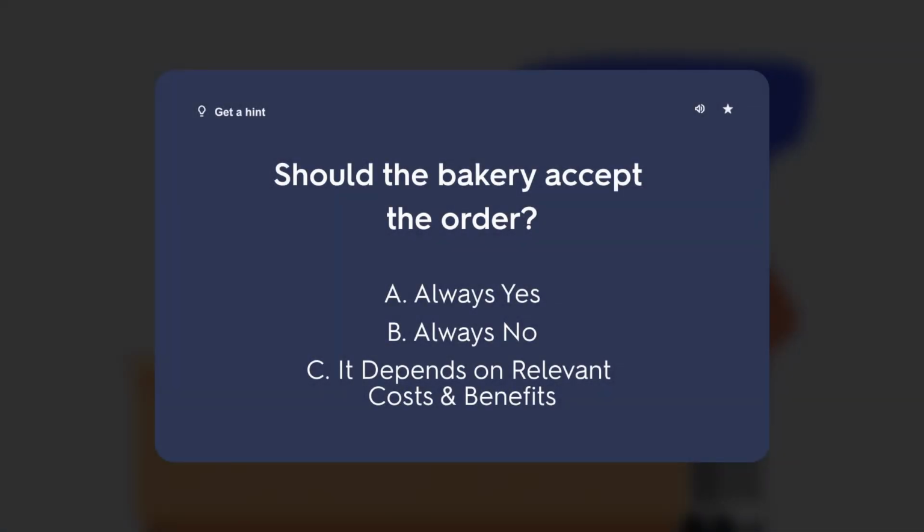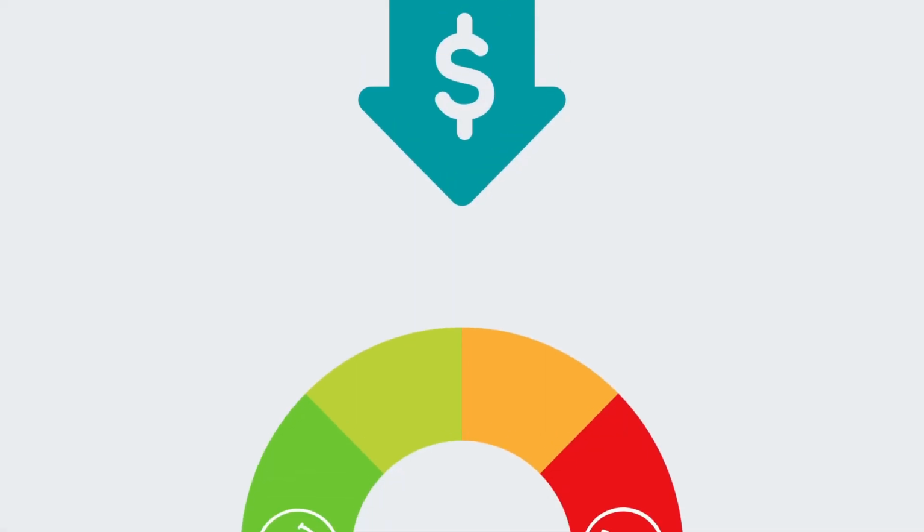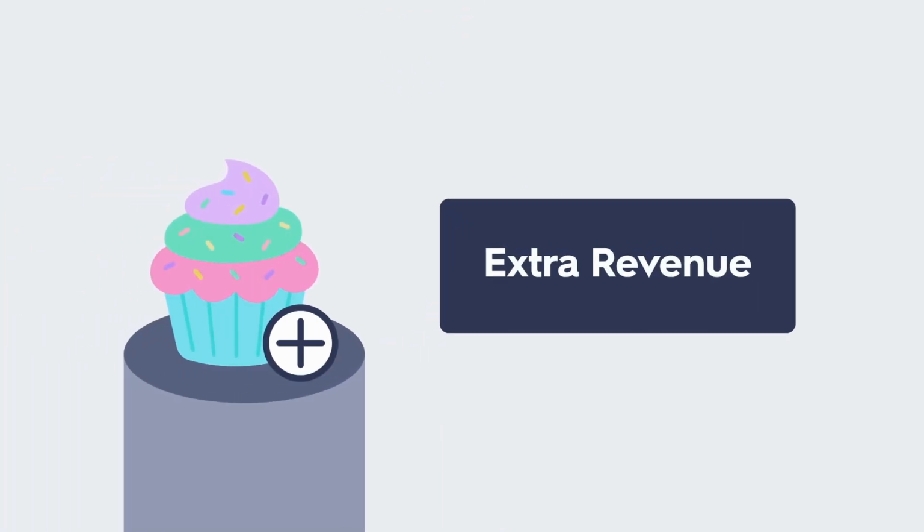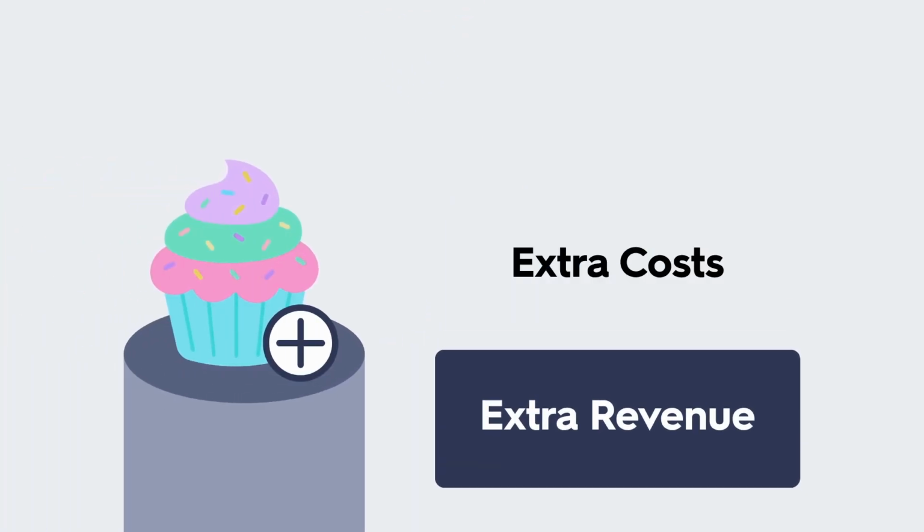Back to the pop quiz. The best answer was C. It depends on relevant costs and benefits. A low price is not automatically good or bad. If the bakery has unused capacity and the extra revenue covers the extra costs, the order may make sense.